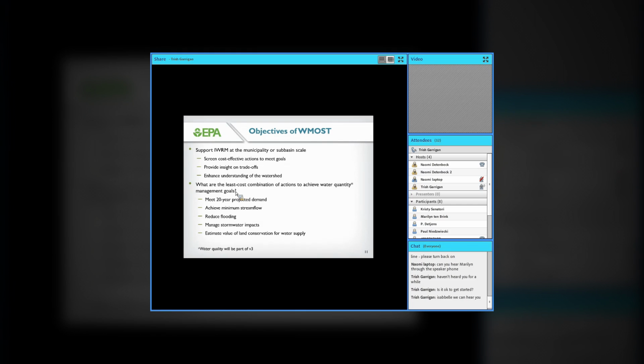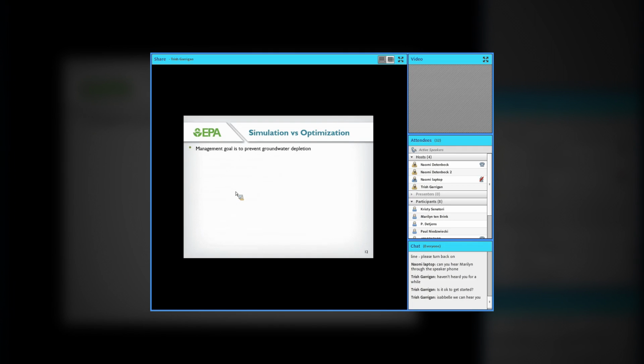So when we talk about the least cost combination of actions, we come back to this idea of optimization or maximizing use. I want to cover briefly the difference between simulation and optimization models, and the easiest way to do that is to give you a brief example.